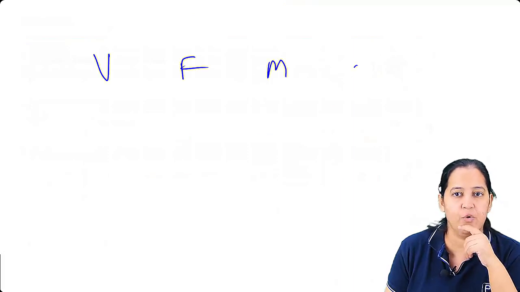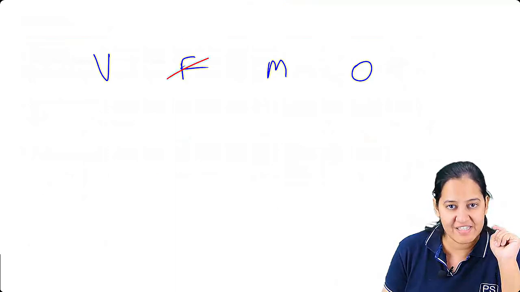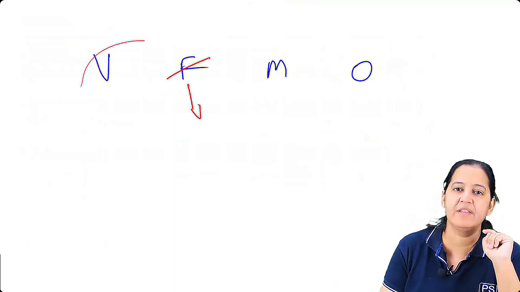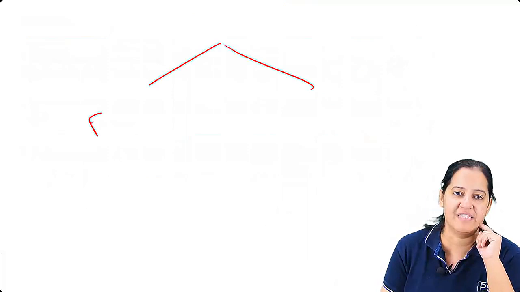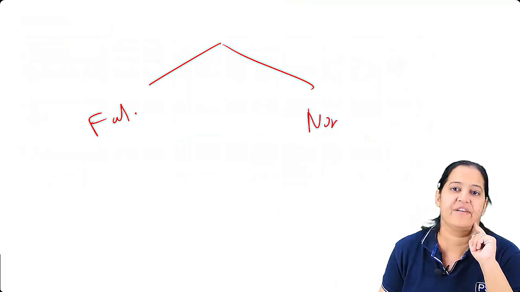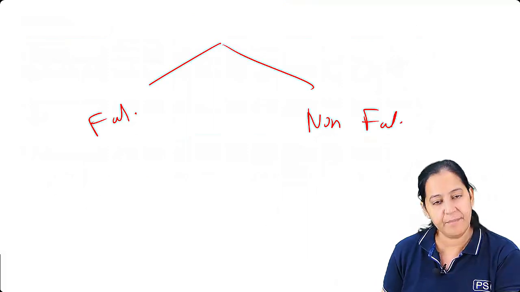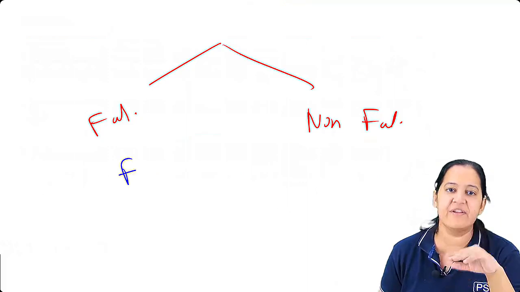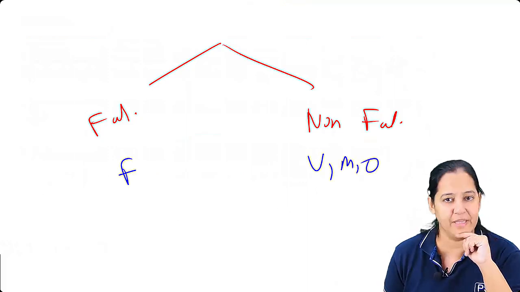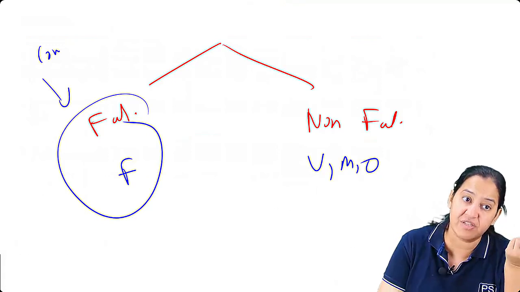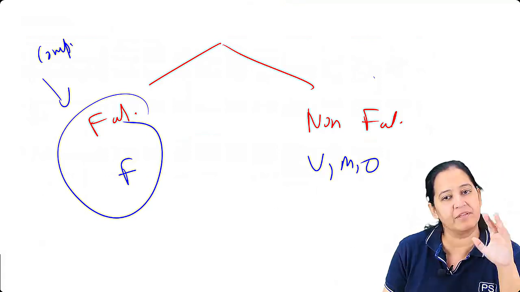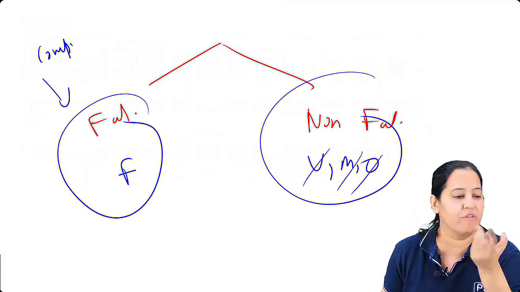Now the principle is, what is the treatment of all 4? Has the pharma class been done? Vivax, falciparum, malariae, ovale. So only falciparum treatment is different. For the remaining 3, the treatment is the same. So treatment-wise, we divide them into 2: falciparum and non-falciparum. By non-falciparum I mean vivax, malariae, and ovale, the 3. Falciparum we give different treatment because complications are more. We give aggressive treatment, but for the remaining 3, whether it is vivax, malariae, or ovale, it doesn't matter to me.